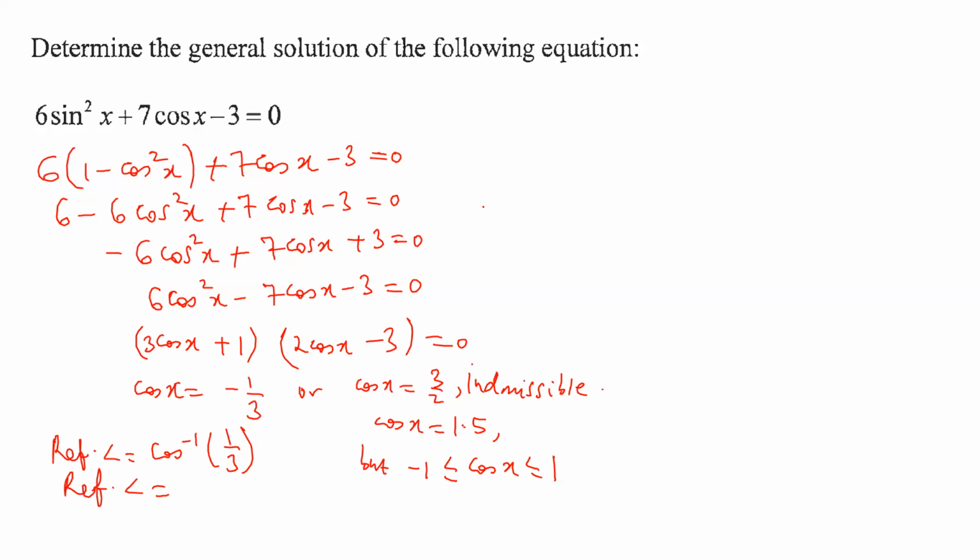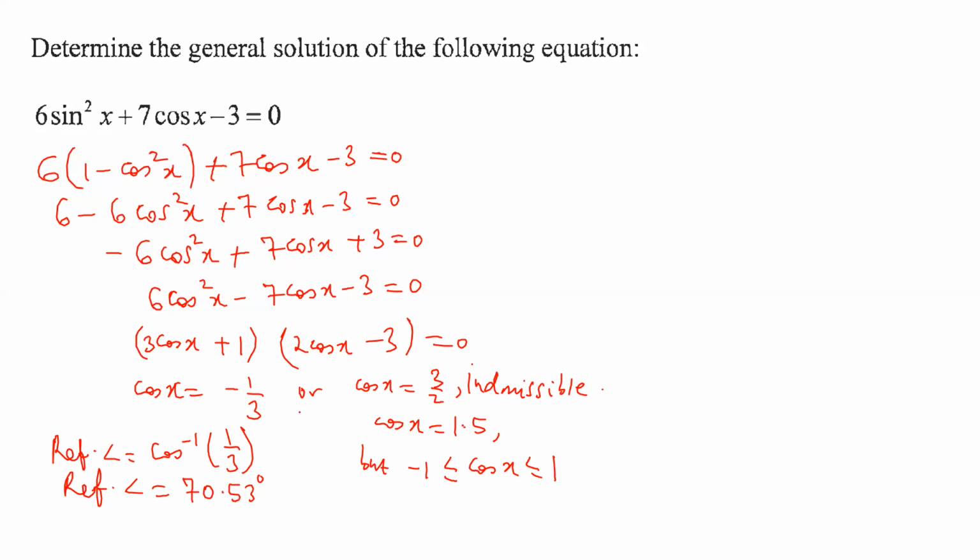Arc cosine of 1/3. Okay, let me just do that on my calculator here. Arc cosine of 1/3, see what we're getting. Right, so arc cosine of 1/3 is exactly the same as 70.53 degrees.